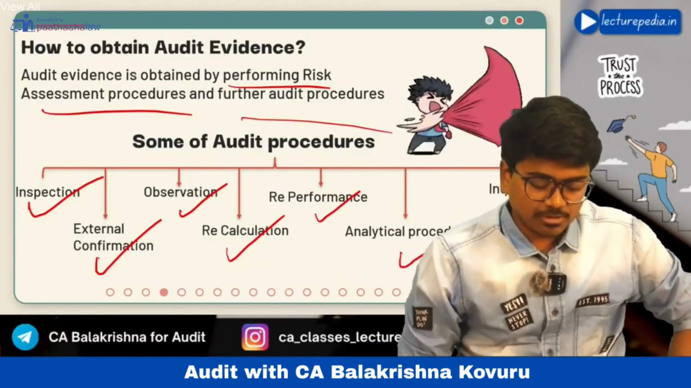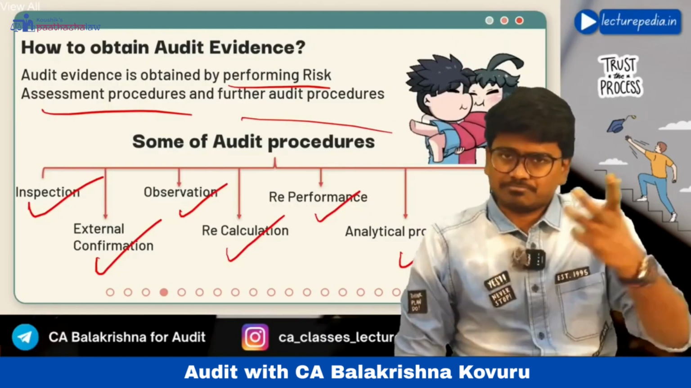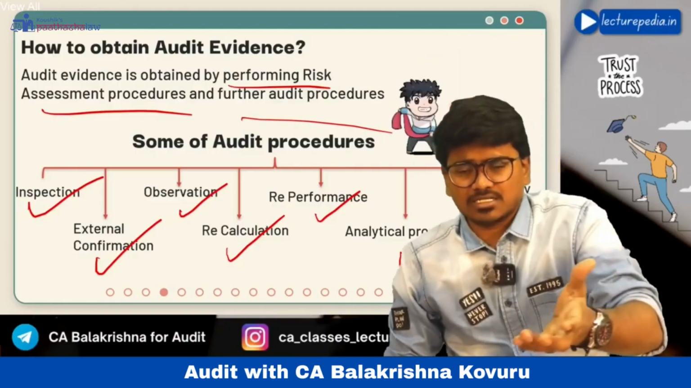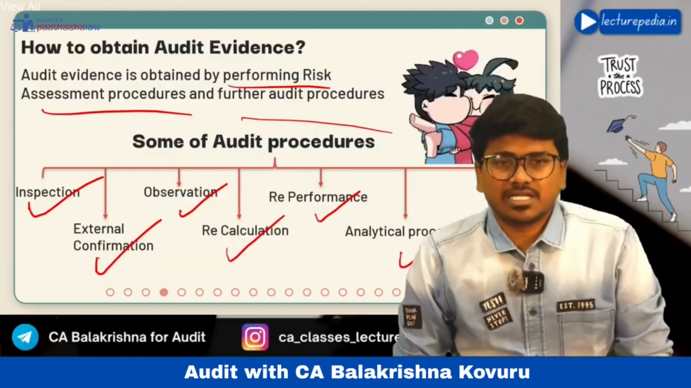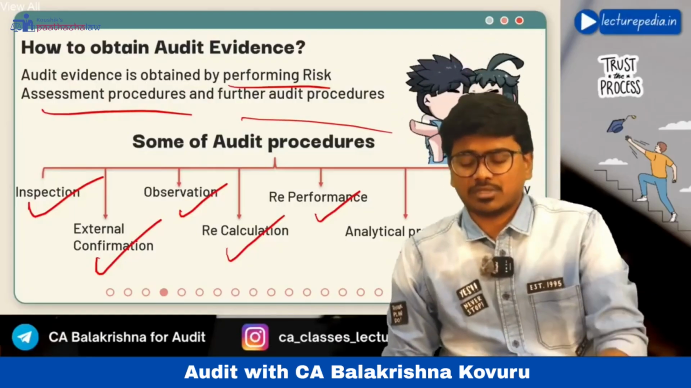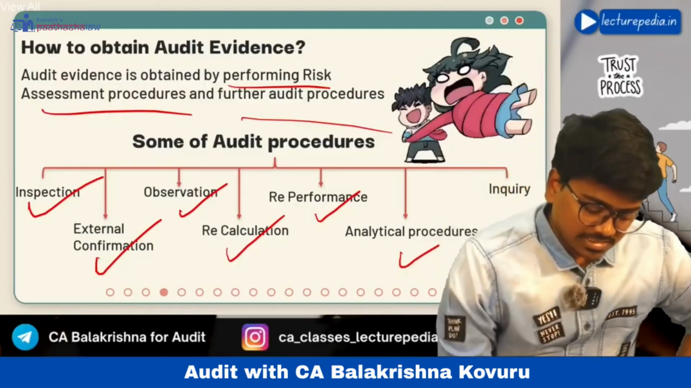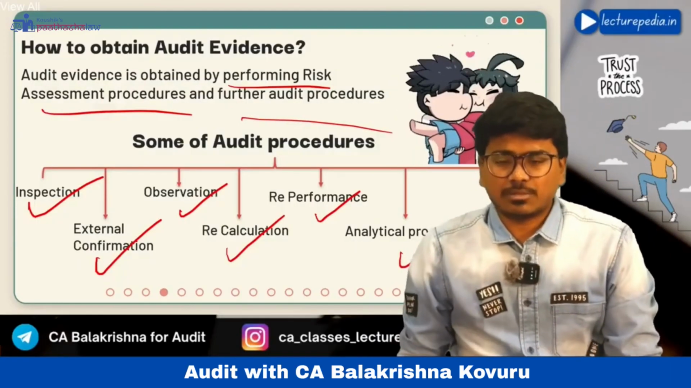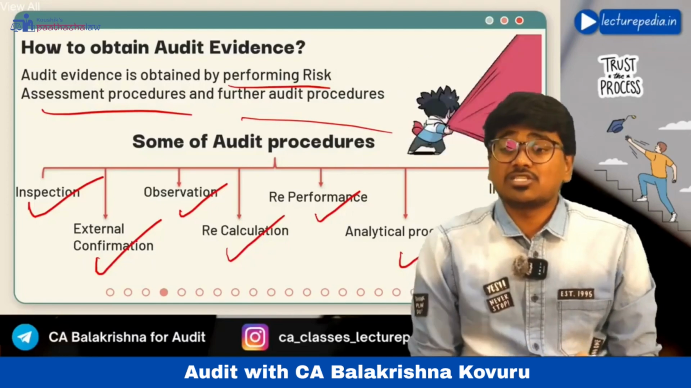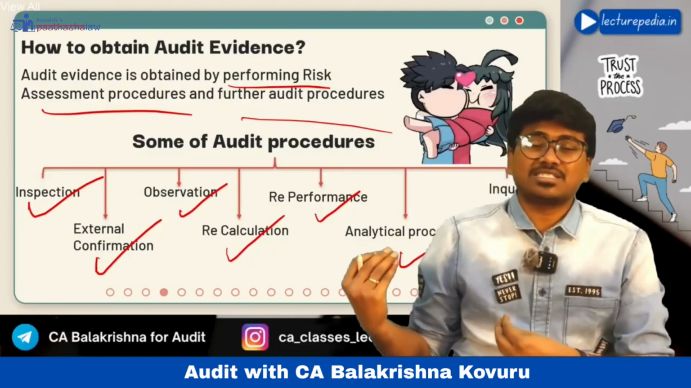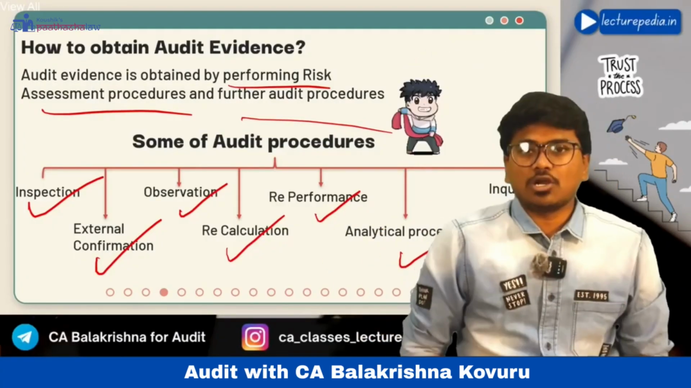Reperformance, same. Analytical procedures, we have already discussed. I have explained analytical procedure with an example in the previous revision class, right? While discussing SA 330, I explained how we can use analytical procedure as a risk assessment procedure and as a further audit procedure. We have also discussed the substantive procedure. Next, inquiry. Inquiry means asking questions to the management or some third party and getting answers or audit evidence, right? These are just some examples of audit procedures. By performing these audit procedures, the auditor will obtain audit evidence.